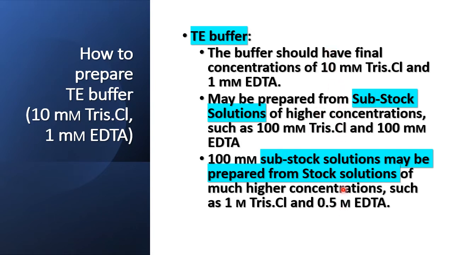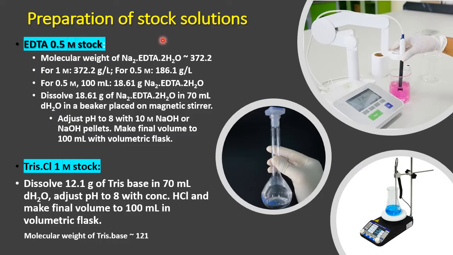Many of these solutions you can work out on paper and just make the dilutions, which is quite easy, although you have to be careful. But for making the stock solutions, you have to be very careful how you make them. So here I give you the example of preparing two stock solutions, EDTA of 0.5 molar and Tris chloride of 1 molar. And where will you get these recipes?